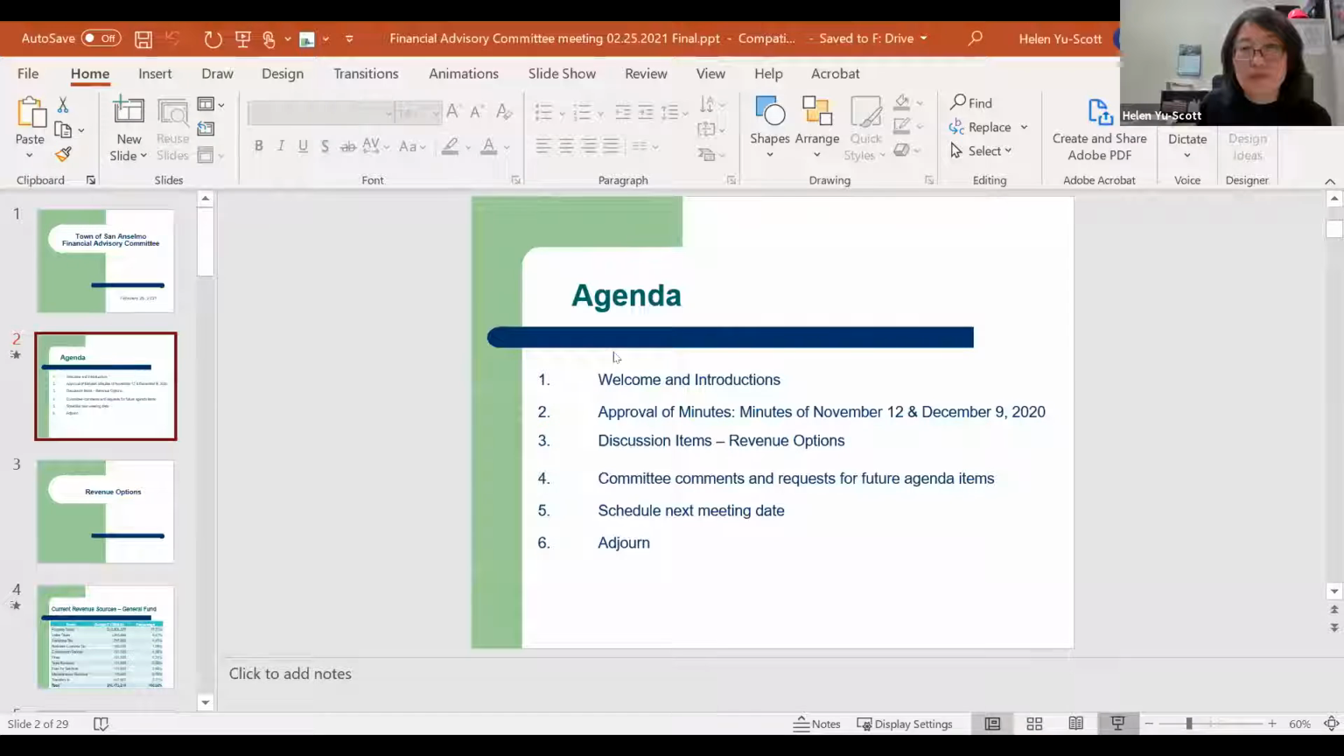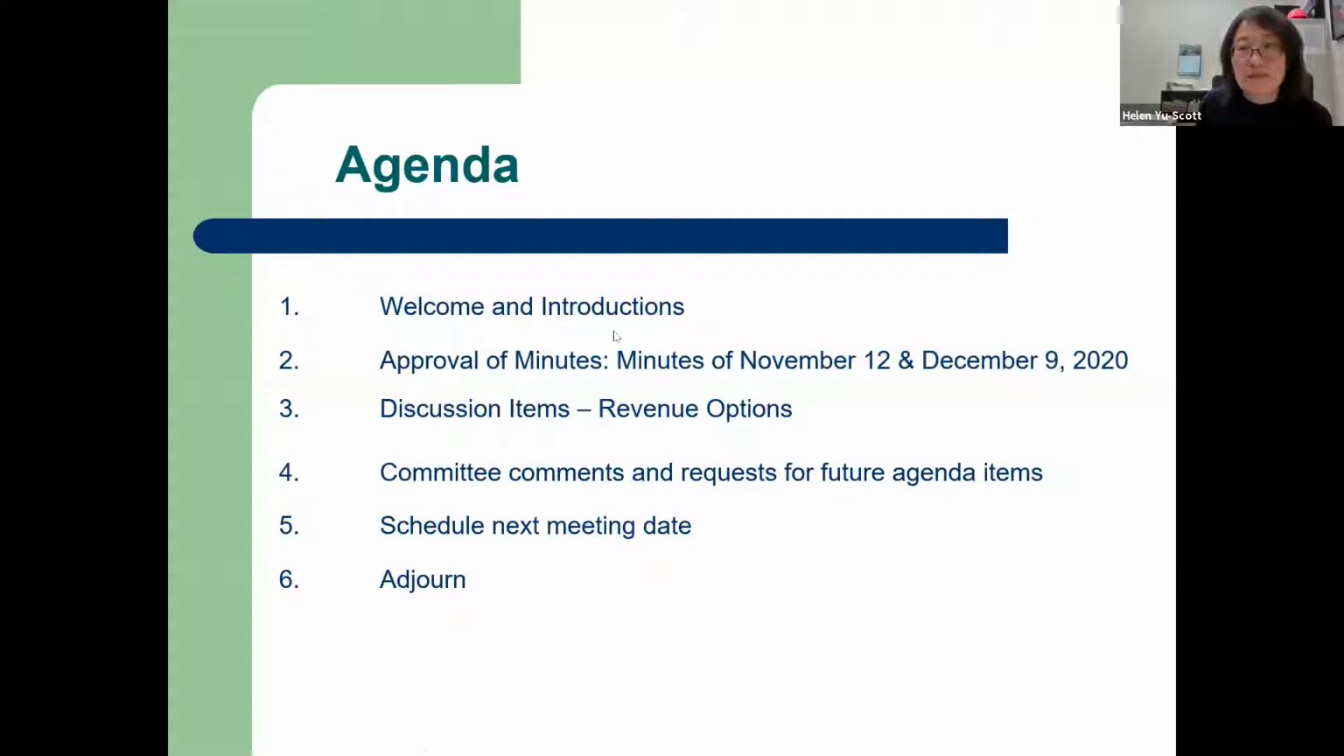So with that, I'm going to turn it over to Helen, who has the PowerPoint, and she's going to walk us through those initial parts that I mentioned, as in what revenues we get now and what expenditures we have. Helen, do you want to share your screen? Sure. Are you guys able to see the screen?